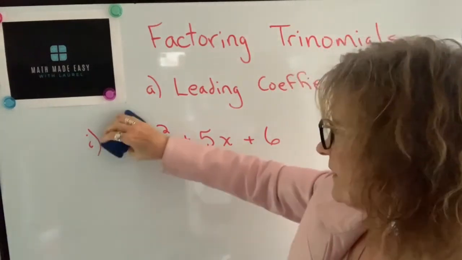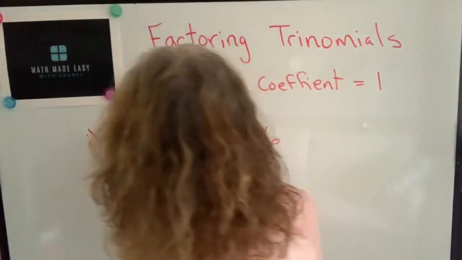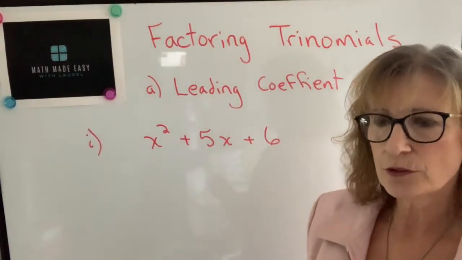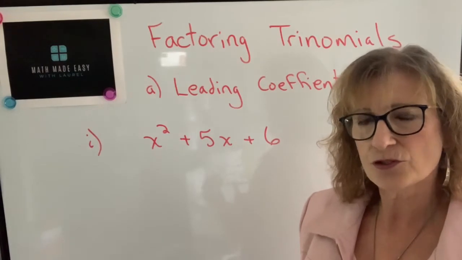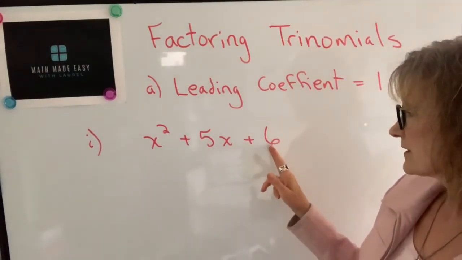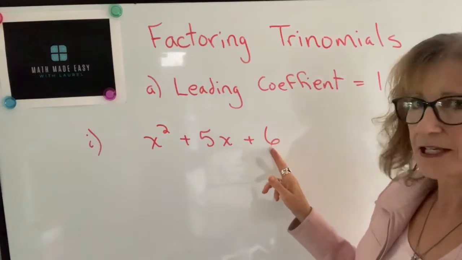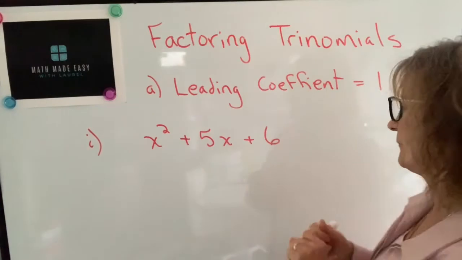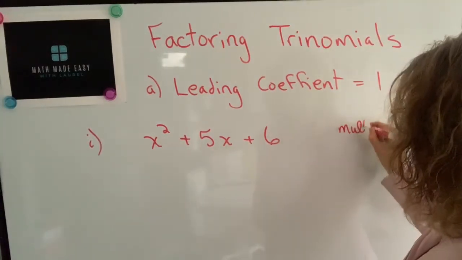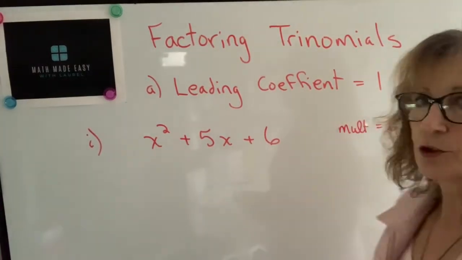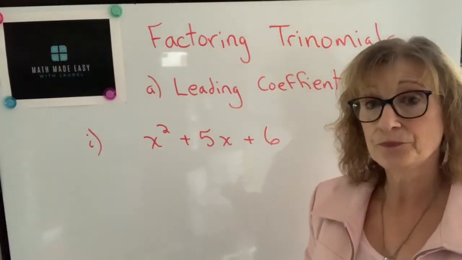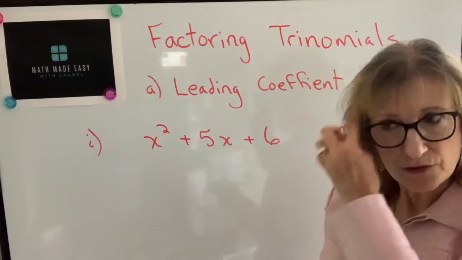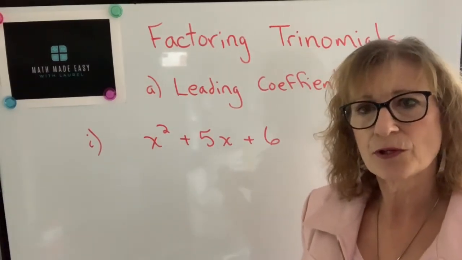So let's take a look at this type first, when the leading coefficient is equal to 1. To find the factors for this trinomial, you look at the last term, the constant in this case, and you look for two numbers that multiply to give you 6. So it could be 6 and 1, it could be 2 and 3, it could be -6 and -1, -2 and -3. So there's often a number of possibilities.